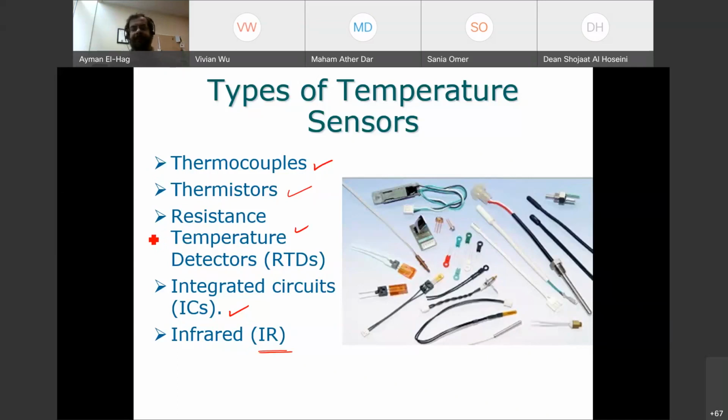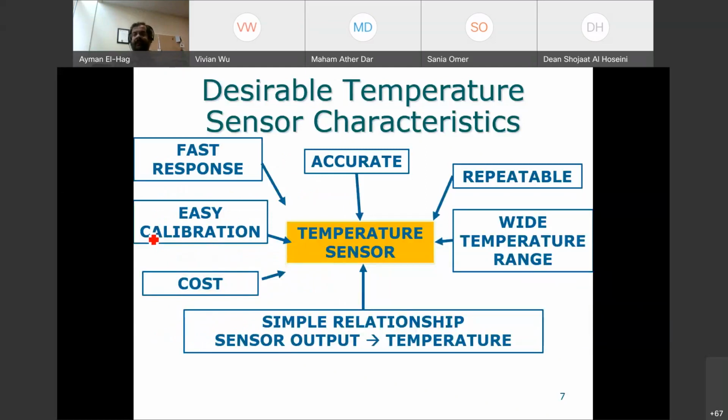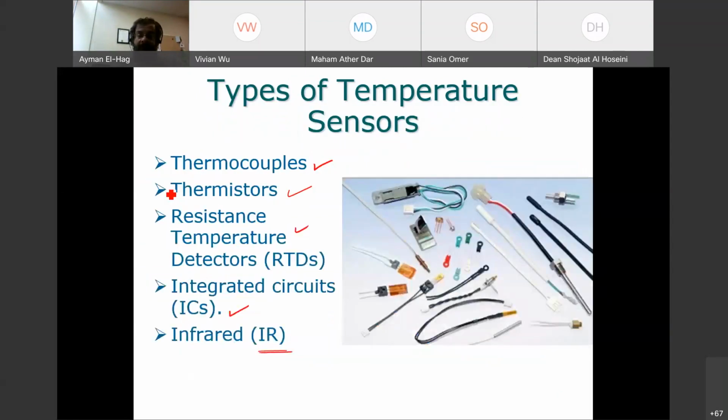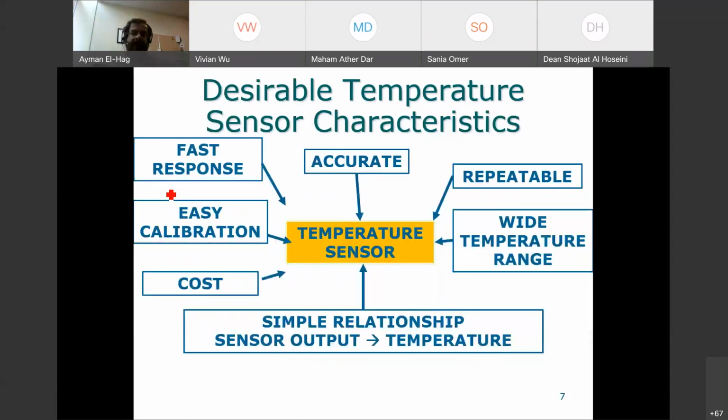Okay. Now the last slide today that I would like to cover is the desirable temperature sensor characteristics. You want to go and buy a certain sensor. Before you buy it, which one do you select? We have seen too many of them here, and there are some others as well, but these are the most common ones. So what will you base your selection on?